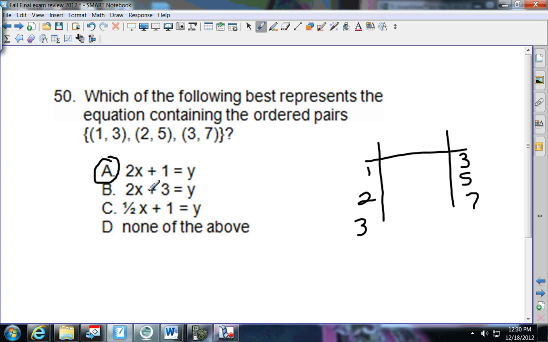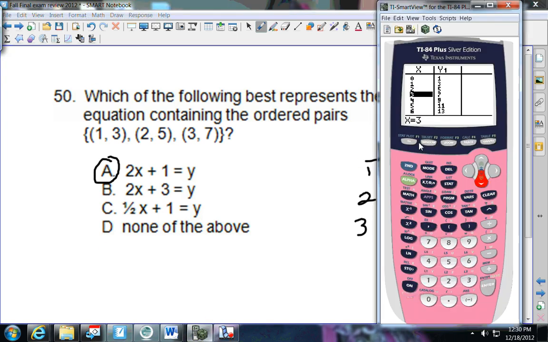When you put these other ones in there, those points are not going to be in there. For example, if I put 2x plus 3 and press second graph, is 1, 3 there? No, it's 1, 5. So you put these other ones in there and they won't have it. So that's why my answer is A.